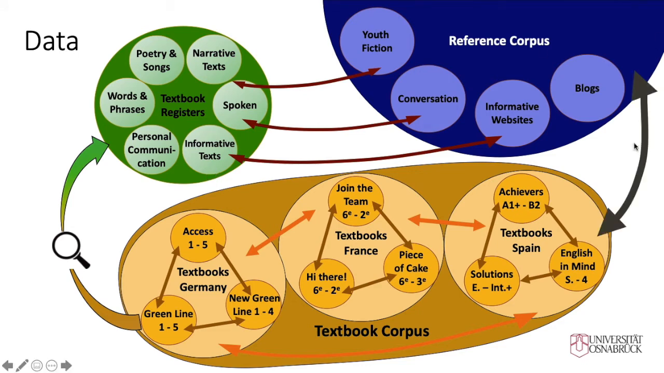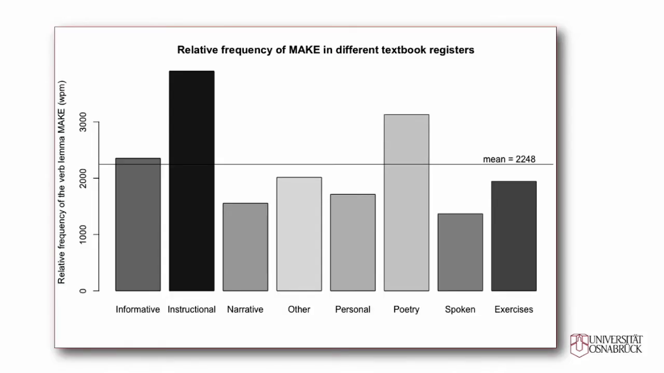As a result, I can compare textbook language as a whole or individual textbook registers to individual reference corpora or the reference corpus as a whole. So there are lots of levels of comparison that are possible, including between the different textbook series and between the different countries of use, as well as between the different levels of each textbook. So let's look at how frequent make is in these various textbook registers. It's very common in instructional language.